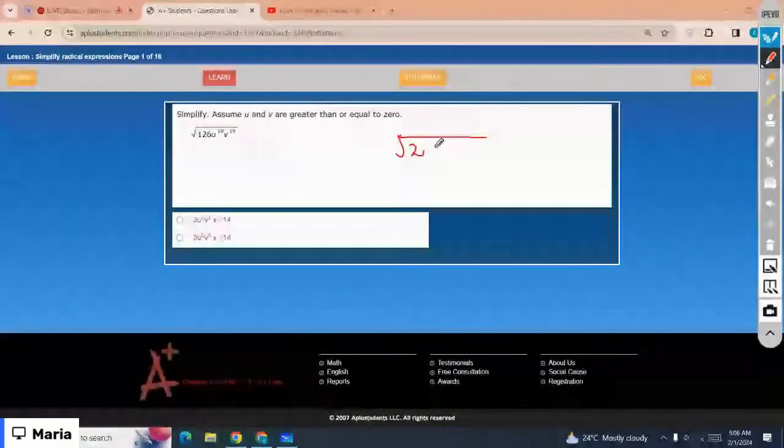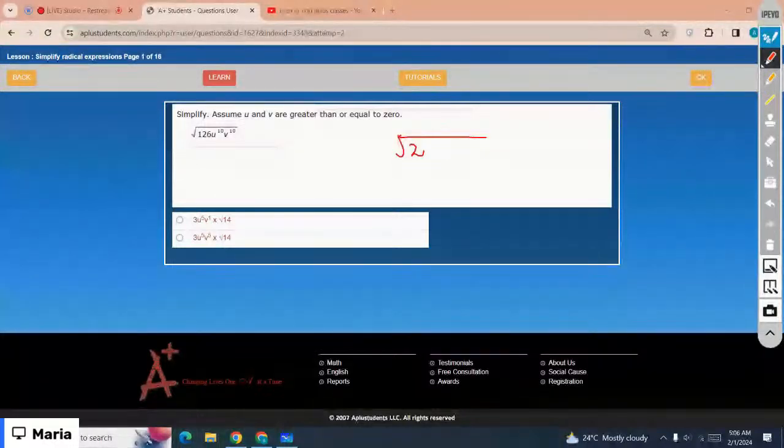Hold on. 126 divided by 2. Okay, you have 2 times 3 times 3 times 7, right? These are the factors, and then you have u10 and v10, right?